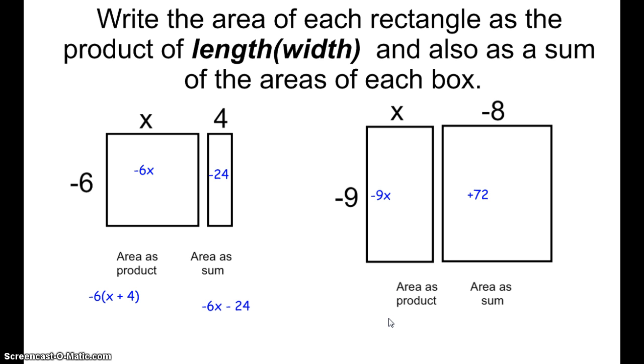So what's my area as a product? You've got it. Negative 9. Then I put in my parentheses. And up on top, I see I have x and a negative 8. So I'm going to write x minus 8. You might say, but no, if you want to write x plus negative 8, that is just fine if you want to do a keep change in there. So then when I multiply it out, I get negative 9x. And then you found in this rectangle, you got plus 72.